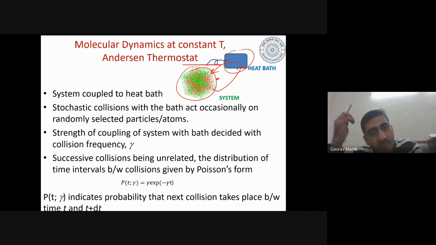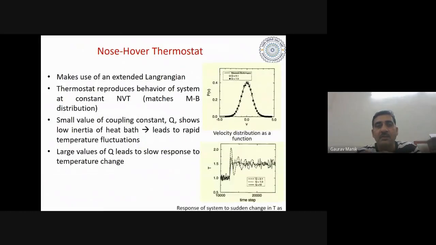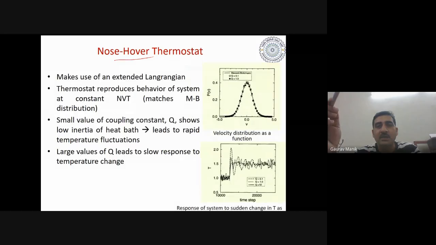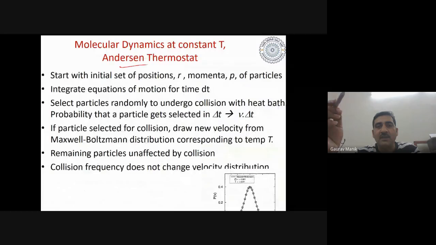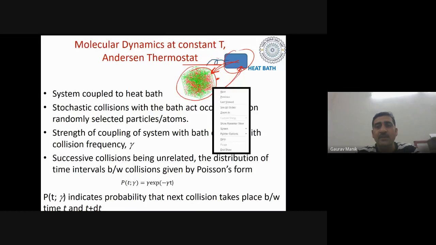This is the whole concept, and there are different thermostats like the Andersen thermostat, and then we've got the Nosé thermostat, and stuff like that. Now, all these thermostats have one criterion: you have to use some parameters which define the coupling. If the coupling is very strong, any small increase in the temperature will quickly go away to this heat bath.